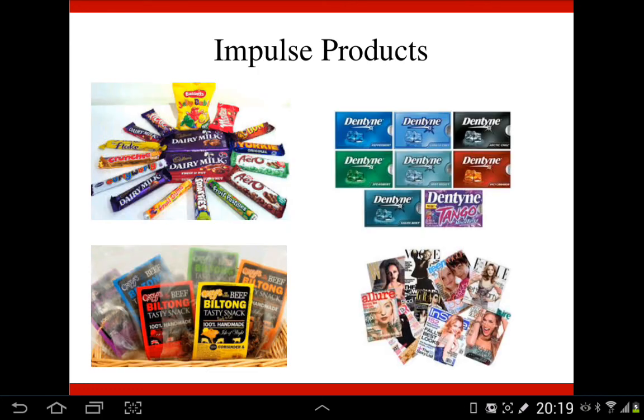Okay, then we've got impulse products. These are products that people don't usually go to the shop to buy, but while they're standing in the queue or walking around the shop, they see the packaging and they get a craving and they just buy it. Right? So we've got chocolates. Generally people go to the shop to buy milk and then they buy chocolate as well. The same with magazines. People will see what's on the front cover, and they'll go, wow, I want to buy this month's edition. And the same with biltong and bubblegum.